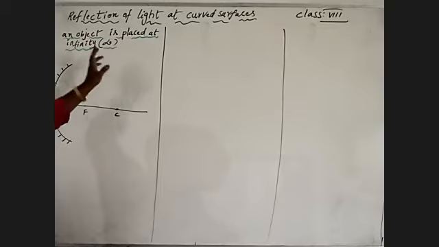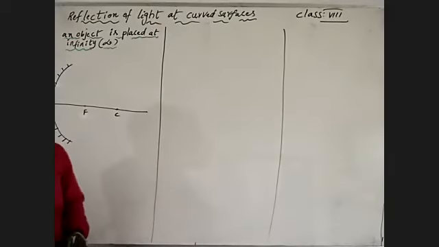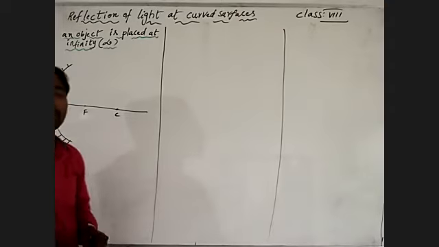Infinity means an unknown distance. Generally we consider the sun to be at infinity distance from the earth. So we can say the light rays are coming from infinity, a far distance. The light rays coming from an object at infinity come parallel to the principal axis.